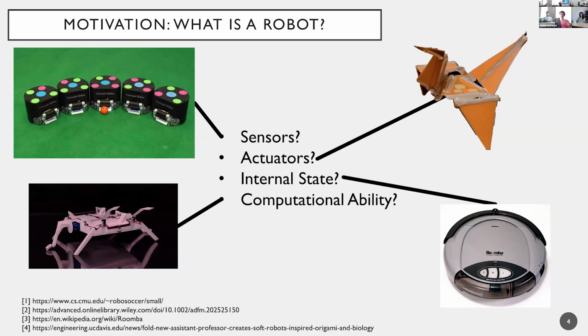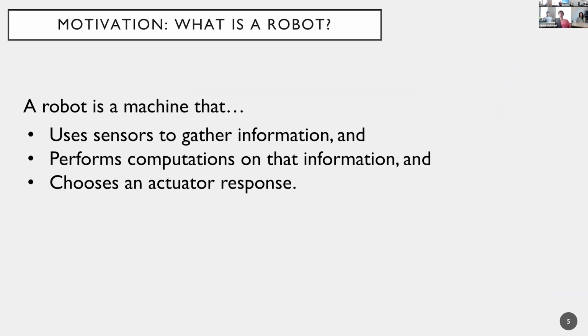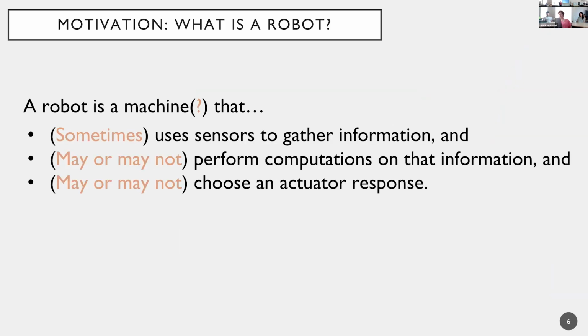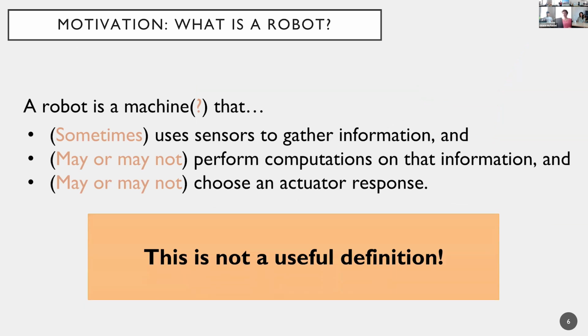So while we initially might think that a robot is something like this, a machine that gathers information, performs computations, and chooses responses, we actually see that it's not quite so clear in many cases. And so you end up with some definition kind of like this. Sometimes they use sensors, sometimes they do computations, sometimes they do actuation responses. And as you've probably immediately realized, this is not a useful definition of a robot. It is so broad as to tell us nothing about what robots are or what they do.